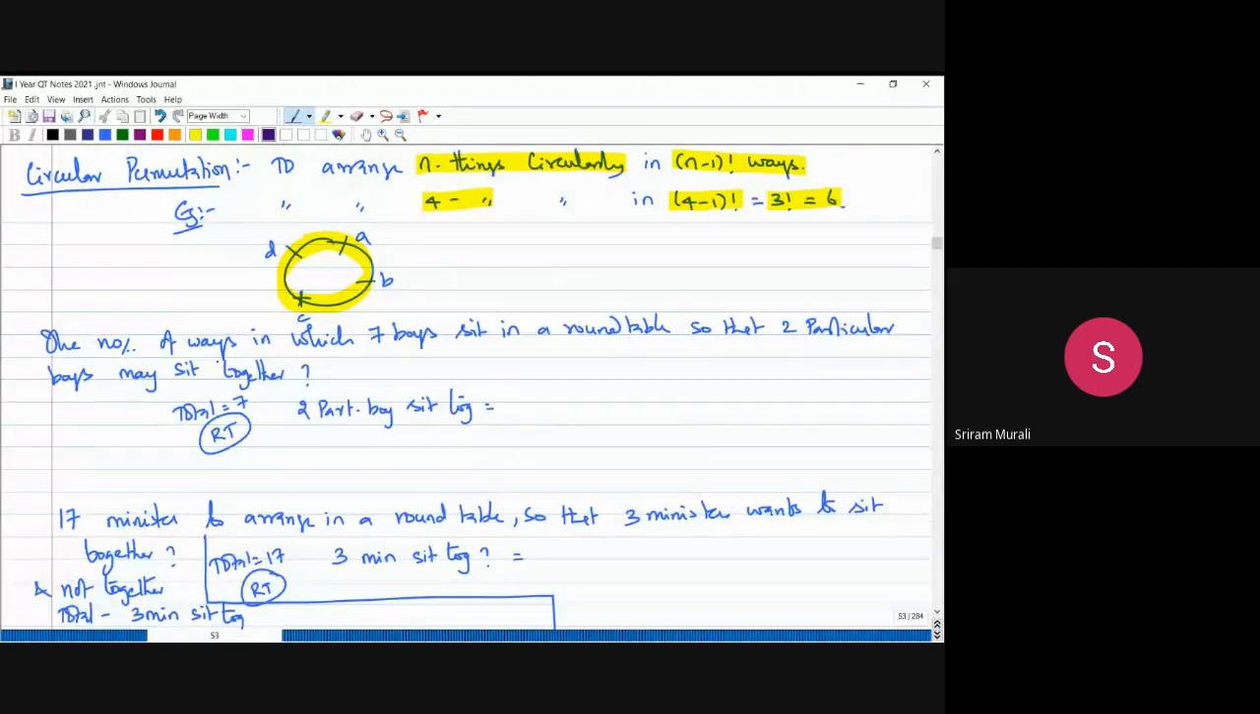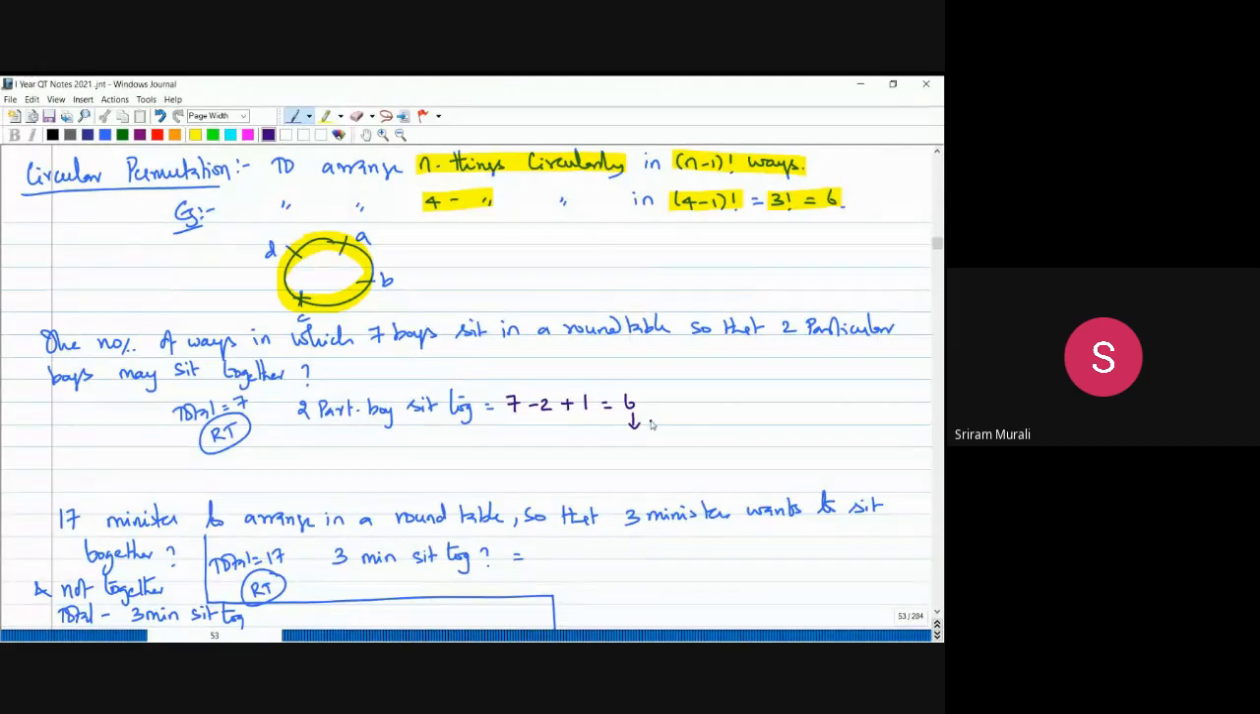So number of ways in which 7 boys sit in a round table so that 2 particular boys may sit together. Total is 7. It is a problem related to round table. RT அப்படின்னா round table னு அர்த்தம். 2 particular boys sit together. First நான் என்ன சொன்னா, make them together. What is make them together? Take a total of 7. How many boys you want to sit together? 2. Take all the 2 as 1. Resulting answer எவ்வளவு? 6. Resulting answer is 6.